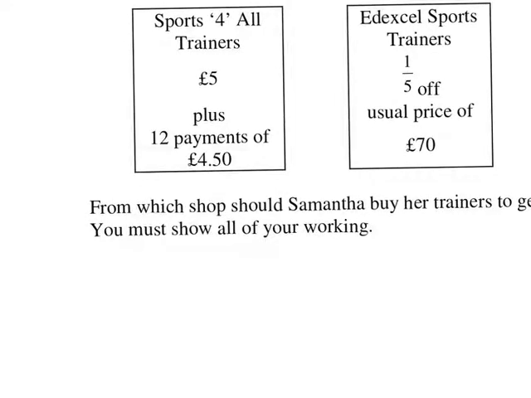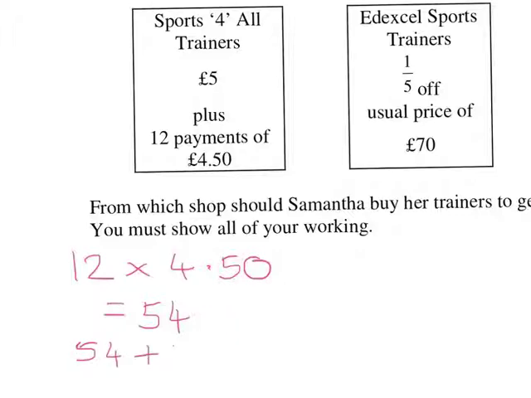Okay, it's starting off with £5, plus 12 payments of £4.50. So let's work out what 12 times £4.50 is, and that's going to be £54. Okay, then we need to add on the initial £5, so 54 add 5, that's going to be £59 in total.